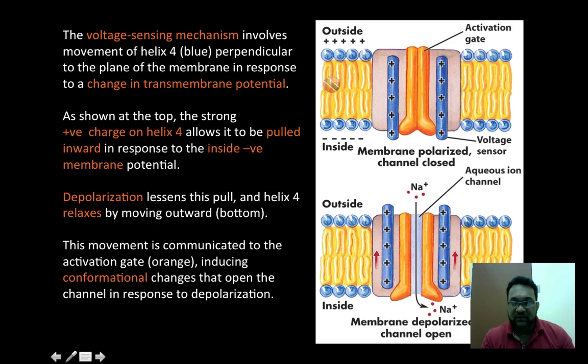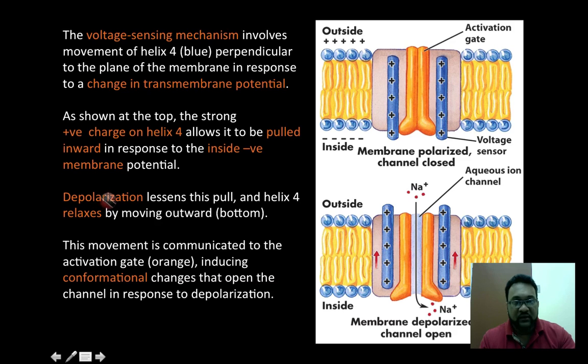But then if there's a wave of depolarization, and remember in depolarization, what's going to happen is that you're going to have a change in charge. In other words, the outside is going to become negative now, and the inside is going to become positive. That's when we say the membrane is depolarized. So again, when the membrane is depolarized, the inside is going to become positive. Now when that happens, there's no longer going to be that attraction. In other words, the voltage sensor helix 4 is no longer going to be pulled inward.